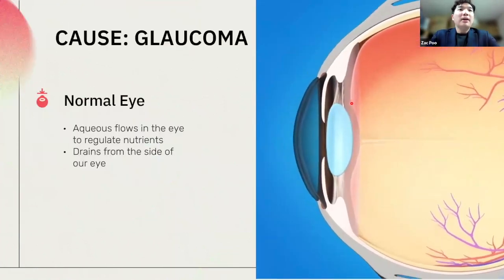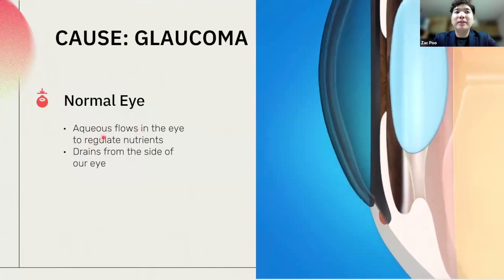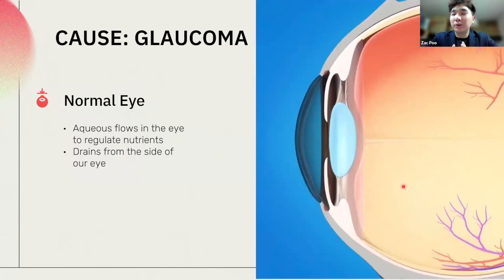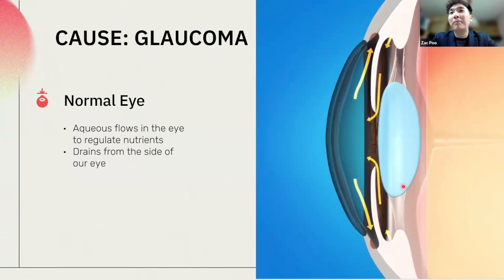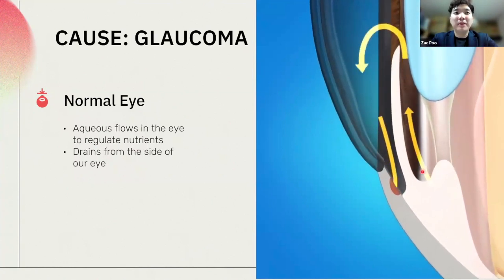Okay, so in a normal eye, we do have liquids in our eye. These liquids are known as aqueous. The aqueous will flow in the eye and exit through the sides of our eye. These liquids are actually to regulate your nutrients inside the eye, providing them with vitamins and all the different types of minerals for them to work properly, and are drained from the side. This is a normal eye. Now, what happens in someone who has glaucoma?